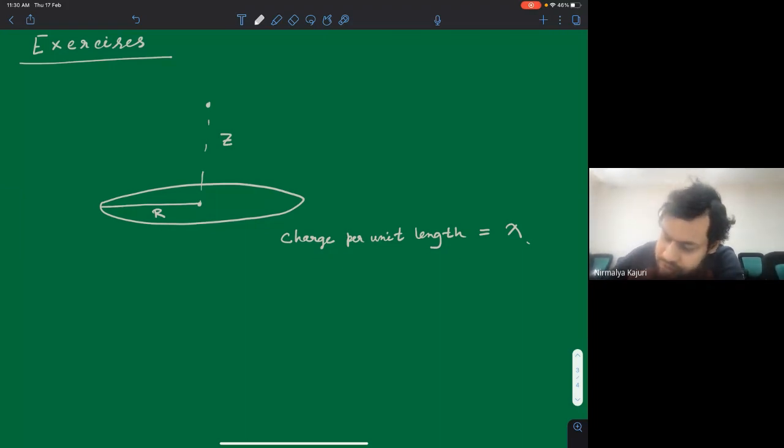So how do I do this? We divide this ring into infinitesimal pieces of length dl. So this is a piece of length dl, and the charge it carries is lambda dl. Our aim is to add up all the forces from each of the infinitesimal pieces, using the principle of superposition, to get the electric field.